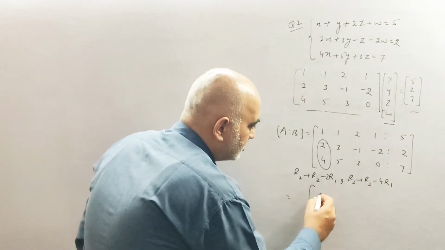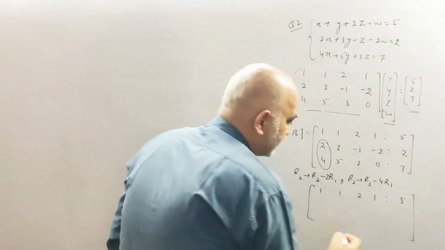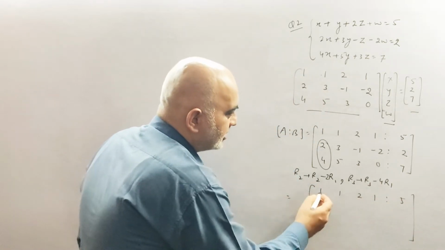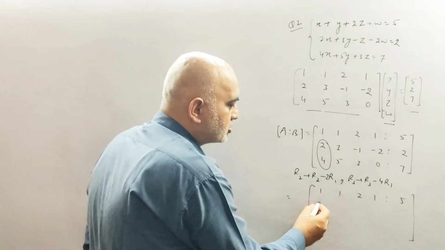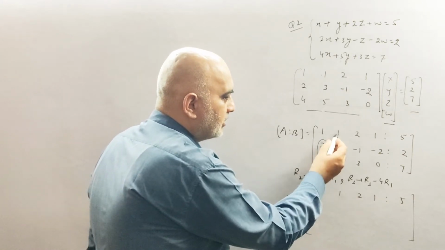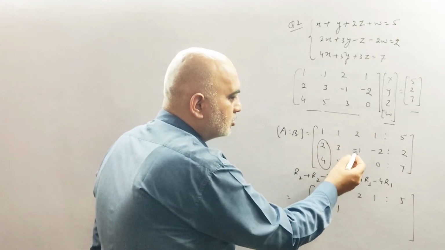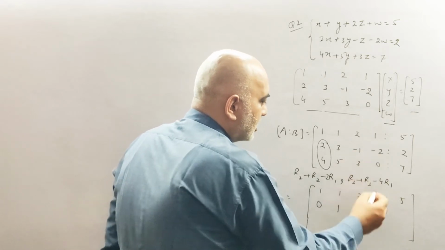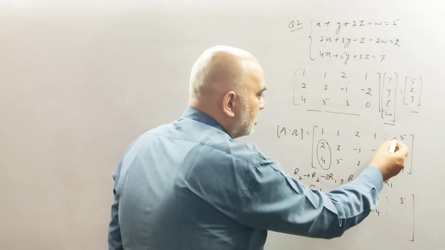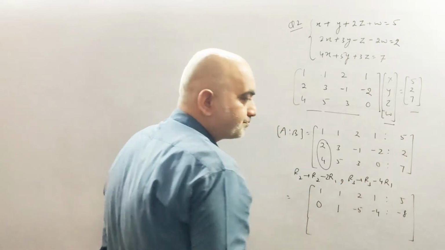So we are here with 1, 1, 2, 1, 5. First row as it is. In the second row, whenever you multiply this by 2 and subtract from this 2, we are getting 0. Multiplying this by 2, subtracting from this, 1. Multiplying this by 2, subtracting from minus 1, that is minus 5. Multiplying with 2, subtracting from this, it is minus 4. Multiplying this with 2 and subtracting from this, that is minus 8.